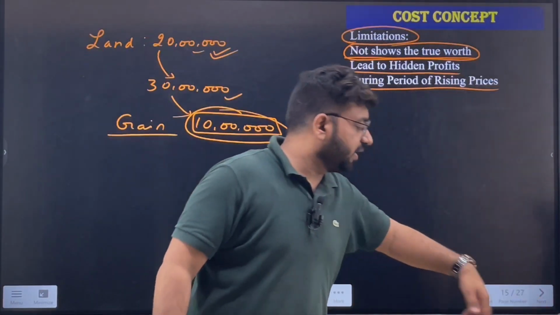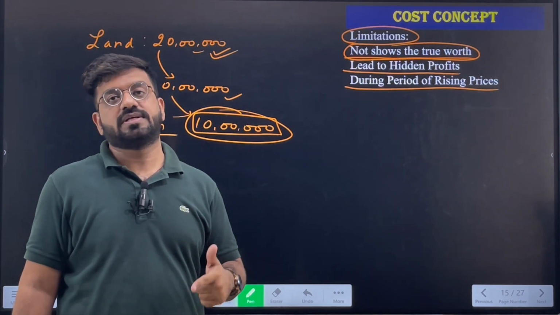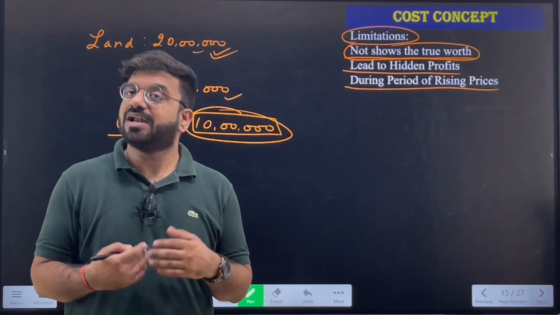Apart from that, this is the limitation of the cost concept, that the hidden profits and the hidden losses are not shown in the books of accounts. So this was the explanation and meaning of the cost concept.